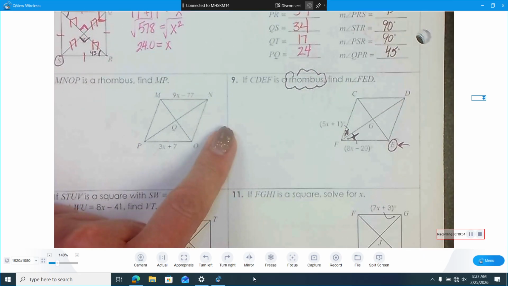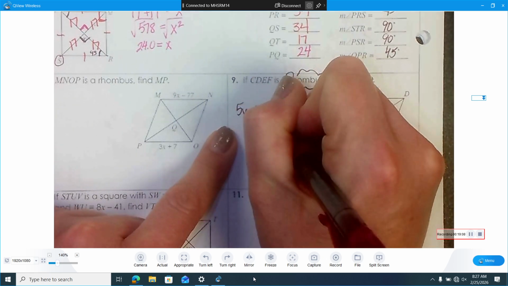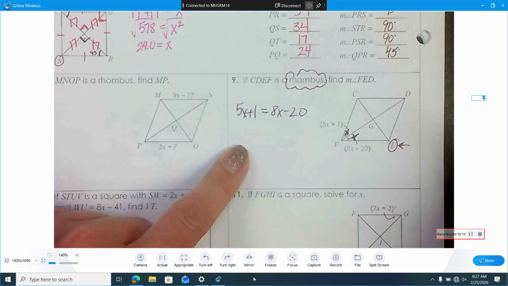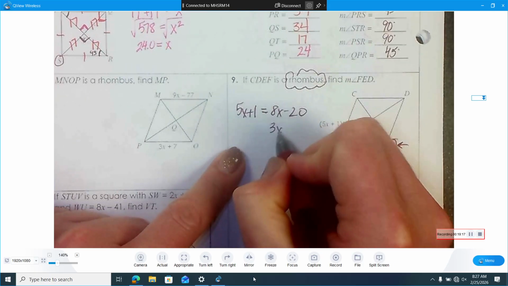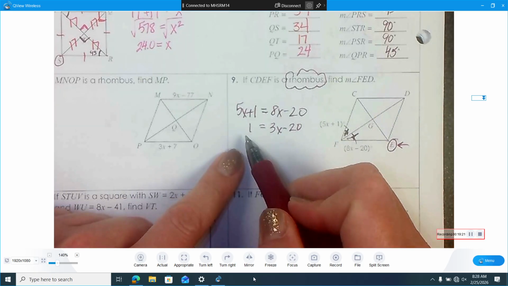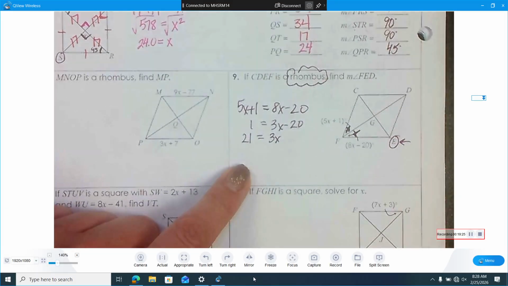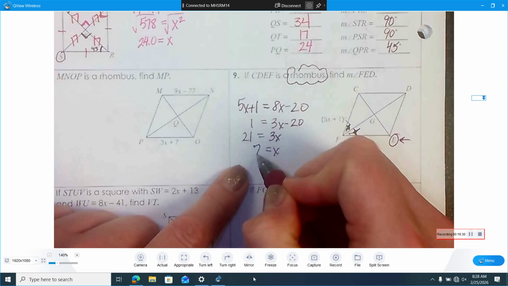So what's our equation? 5x plus 1 equals 8x minus 20. Good, good, good. I'm going to subtract 5x, so that gives me 3x. And I'm going to add the 20. So I get 21 equals 3x. And then divide by 3, I get x equals 7.